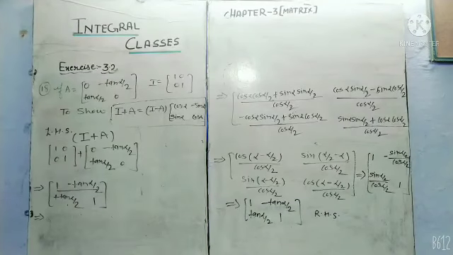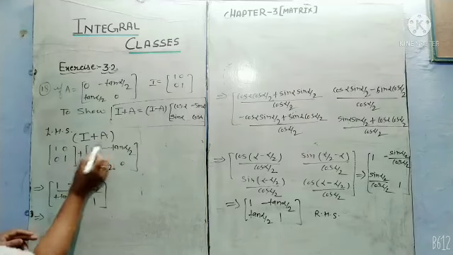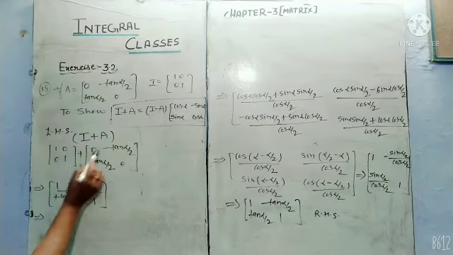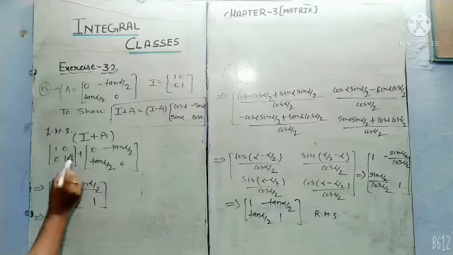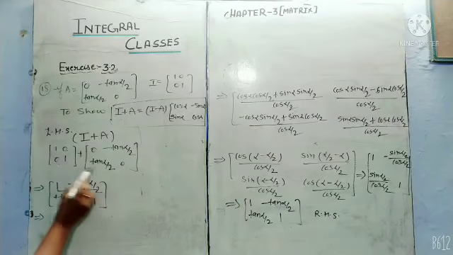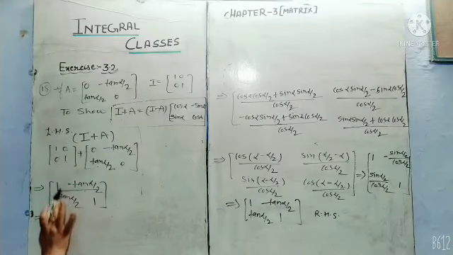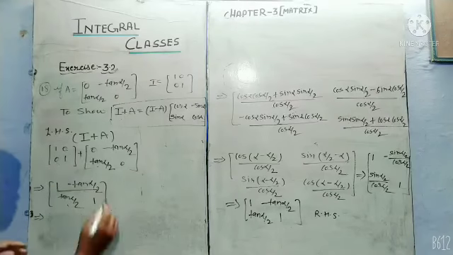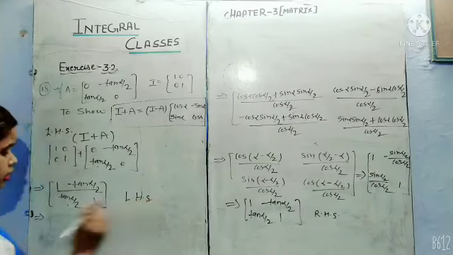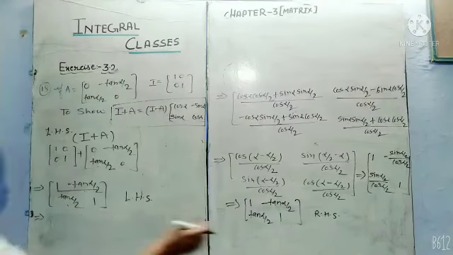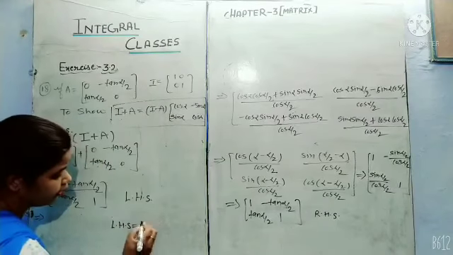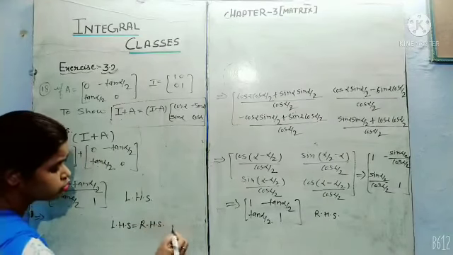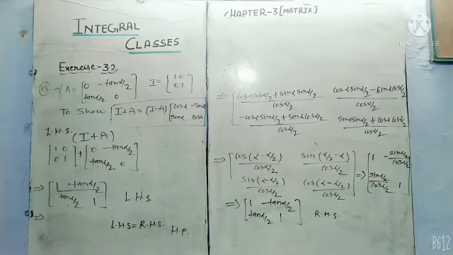Now student, we will solve the left hand side. I plus A, I equal to [1 0; 0 1] plus A, same as we wrote. We will add them. It will become [1 -tan(alpha/2); tan(alpha/2) 1], so it will be positive and 1. So student, this is the left hand side. Now as we observe, these two sides are equal, so we write left hand side equal to right hand side. Hence proved. It is a very nice question student. Try to do it yourself also.